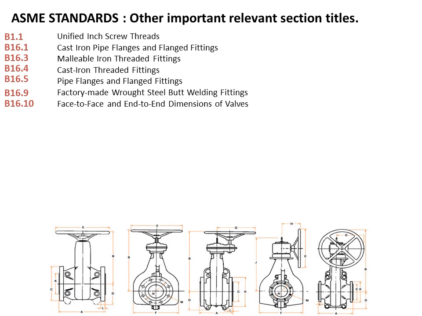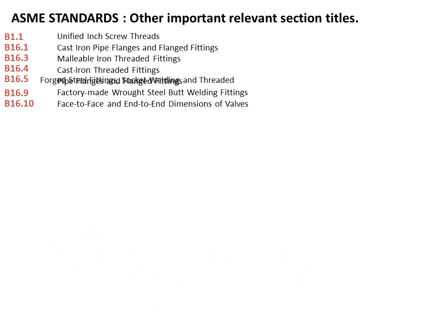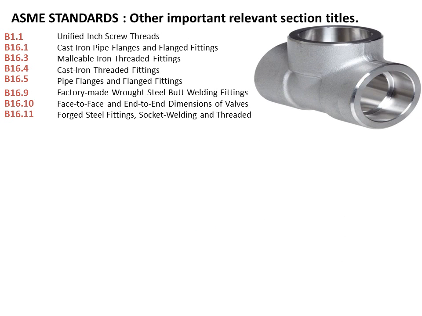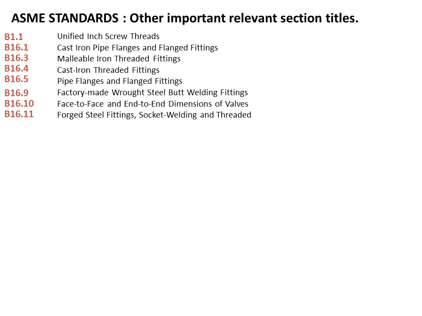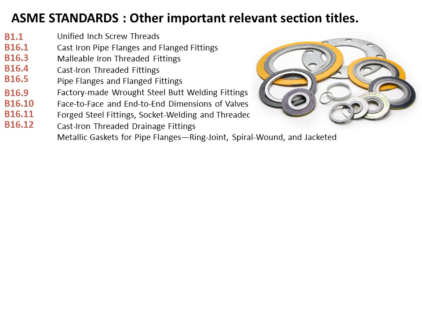Face-to-face and end-to-end dimensions of valves are illustrated in B16.10. For steel fittings, socket welding, and threaded, they are governed in the B16.11 standard. Cast iron threaded drainage fittings are there in B16.12. Metallic gaskets for piping flanges: ring joint, spiral wound, and jacketed.